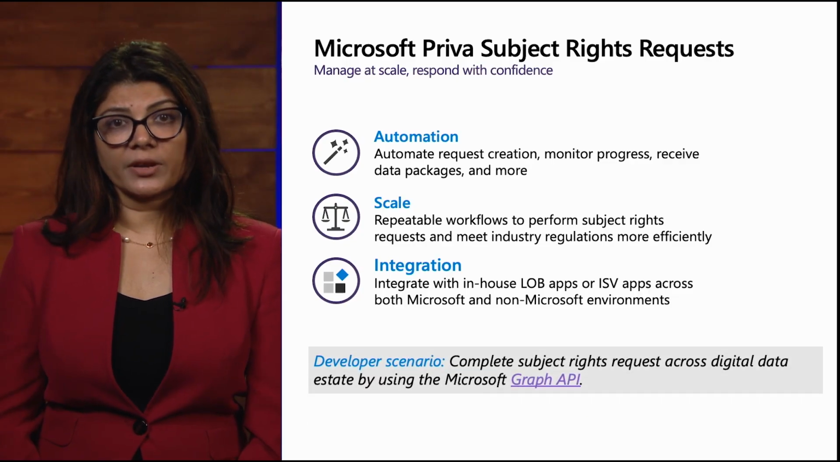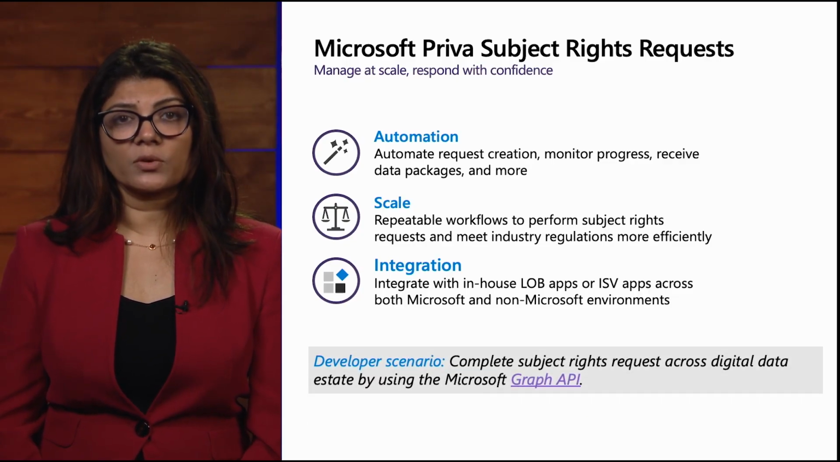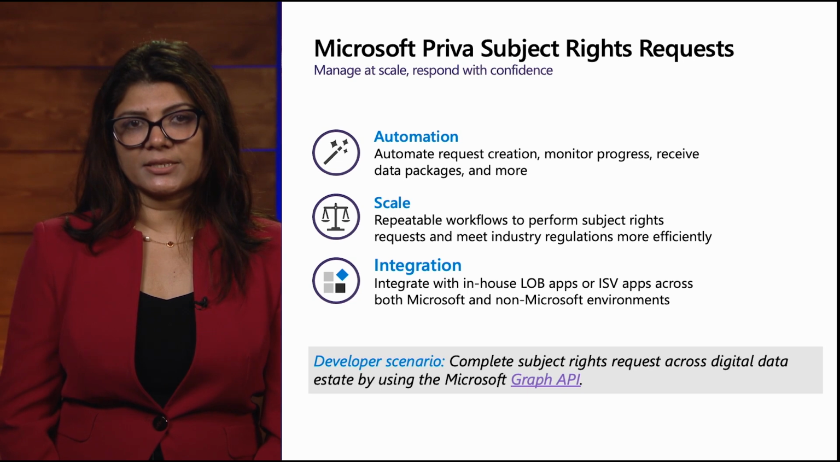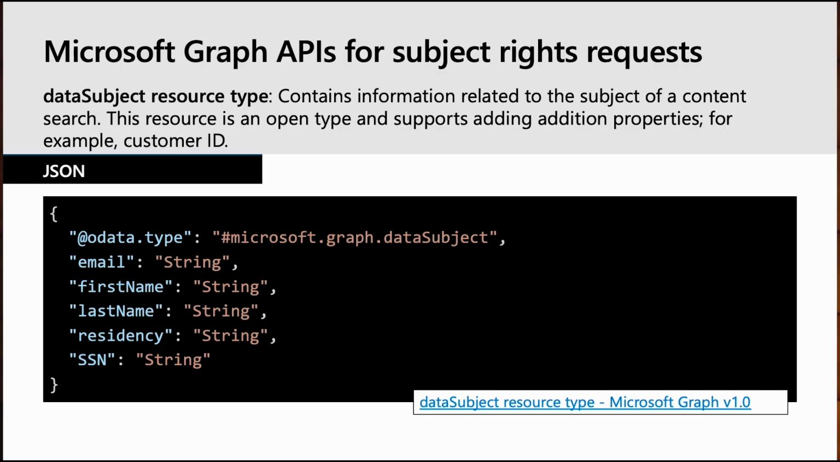For specific privacy regulations around the world, individuals can make requests to review or manage the personal data about themselves that companies have collected. The Microsoft Graph API for subject right requests enables developers to integrate requests that include Microsoft 365 data with the broader privacy ecosystem. This extensibility option helps organizations to search for their data across their entire estate, covering both Microsoft and non-Microsoft environments. This capability also enables you to scale through automation to meet regulations more efficiently without relying on manual processes.